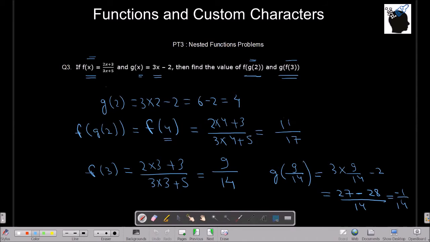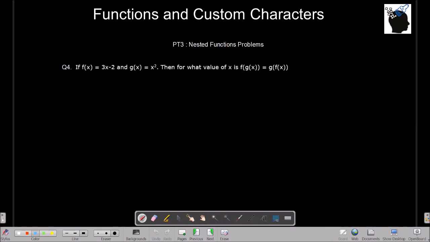Let's try one more. So if f of x is equal to 3x minus 2 and g of x is equal to x squared, then for what values of x is f of g of x equal to g of f of x? Let's first find out the value of f of g of x. So if we replace g of x, it becomes f of x square, which is nothing but 3x square minus 2. Let's find the value of g of f of x. So if you replace f of x, it becomes g of 3x minus 2, which is nothing but, if you replace x with 3x minus 2, 3x minus 2 whole square.